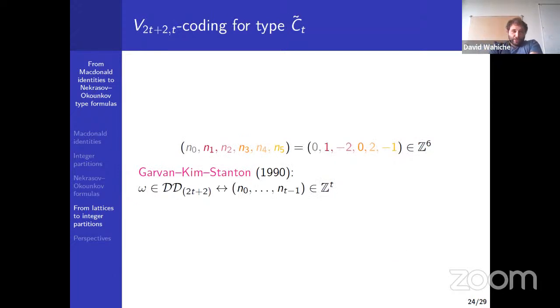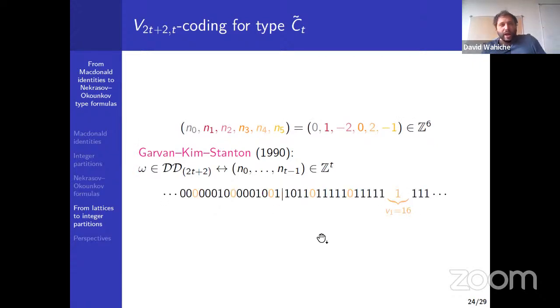Okay. So what I'll introduce here is the notion of V2T plus 2 T coding. So in this example here, T is equal to 2 and 2T plus 2 is equal to 6. Okay, so as I said, one can look at the Garvan, Kim, and Stanton bijection when you restrict it to the double distinct 2T plus 2 core partition as in bijective correspondence with the vector of ZT with no condition. And what is V2T plus 2 T coding in this case? So 2T plus 2 is equal to 6 here.